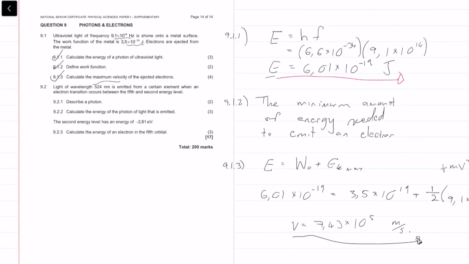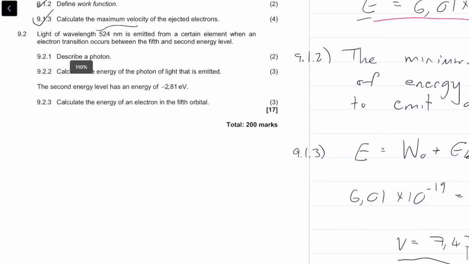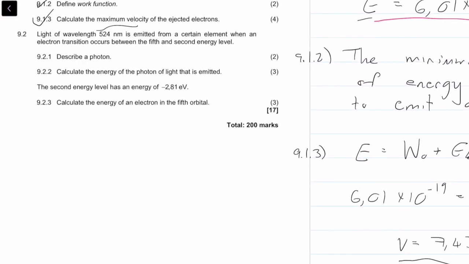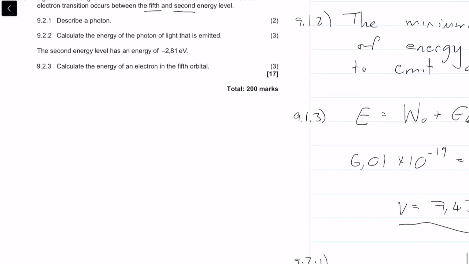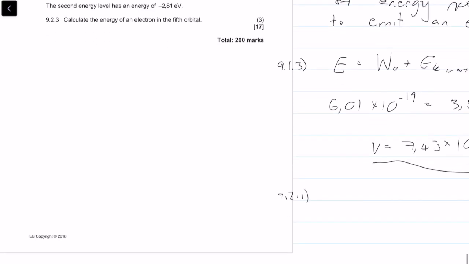Cool stuff. Then it says question 9.2.1. Light of a wavelength of 524 nanometers is emitted from a certain element when an electron transition occurs between the 5th and the 2nd energy levels. Describe a photon. That's also kind of like a definition. A photon is a particle of light.